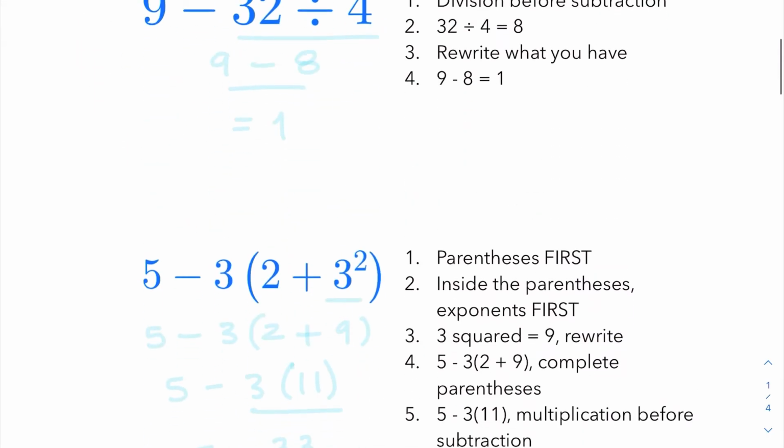In the second example, we again have division that's going to happen before subtraction. So 32 divided by 4 is 8. 9 minus 8 equals 1 for our final answer.